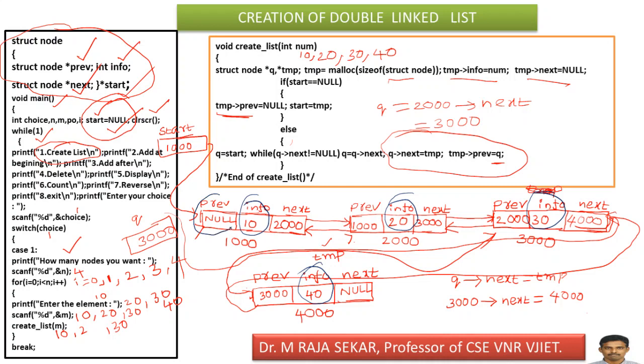In the case of a double linked list, the first node's previous link field is null. Why? Because this itself is the first node. You cannot find a previous node. The last node's next field is also null. Why? Because since it is the last node, you cannot find a next node. Isn't it? This is a procedure for creating a double linked list. Thank you very much.